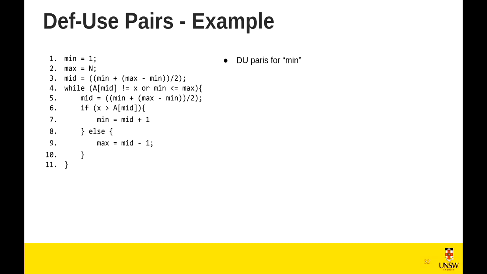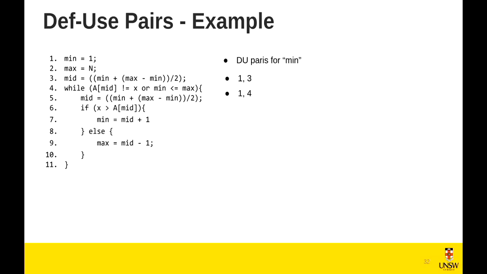And let's come back to this example here. So what are the def use pairs for min? First, we can see that min is defined in line 1. And the first use of min happens in the third line. So the first def use pair is 1 and 3. And what about the second def use pair? 1 and 4.